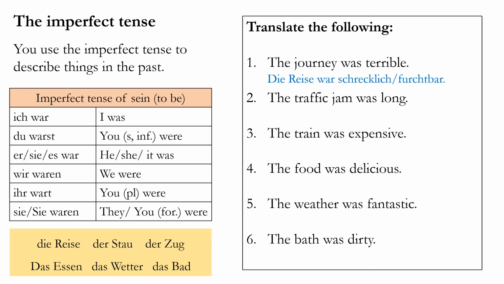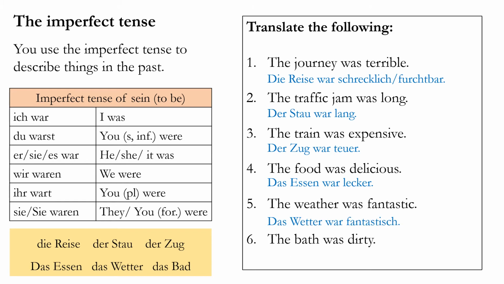Number 2, the traffic jam was long. Der Stau war lang. Number 3, the train was expensive. Der Zug war teuer. Number 4, the food was delicious. Das Essen war lecker. Number 5, the weather was fantastic. Das Wetter war fantastisch. Number 6, the bath was dirty. Das Bad war dreckig.